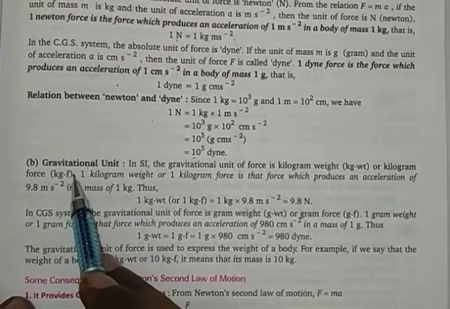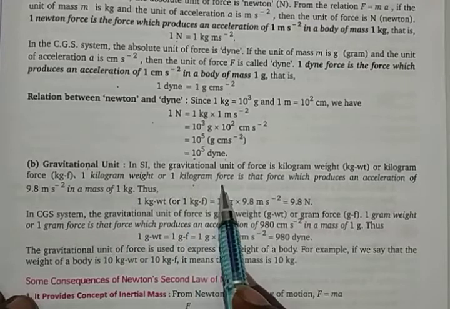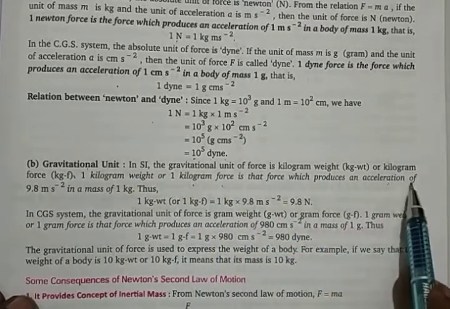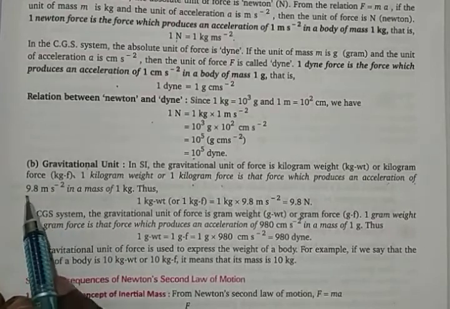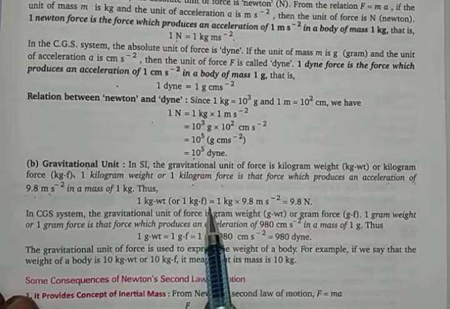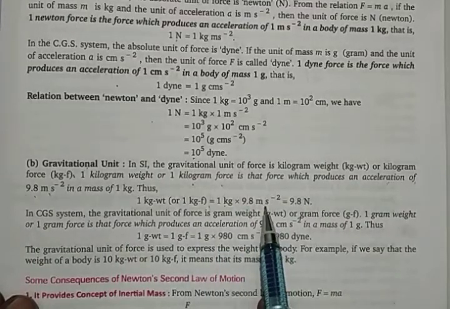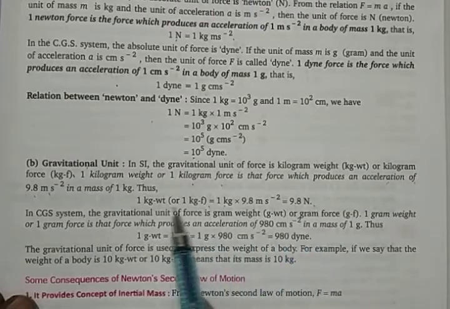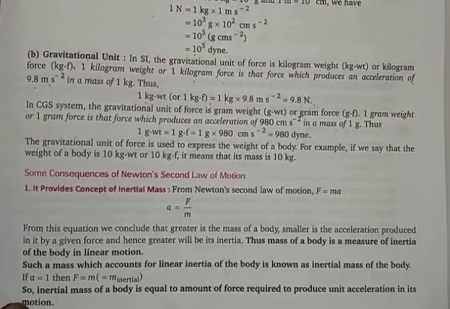Next one is gravitation unit. What is gravitation unit? When 1 kilogram force is applied and it gives an acceleration of 9.8 meter per second square, not 1 meter per second square, it is 9.8. Then it is called kgf. So 1 kg into 9.8 meter per second square, because that is the way gravity is always there. So it is 9.8 newtons. That is called 1 kgf. So that also you would know before itself.